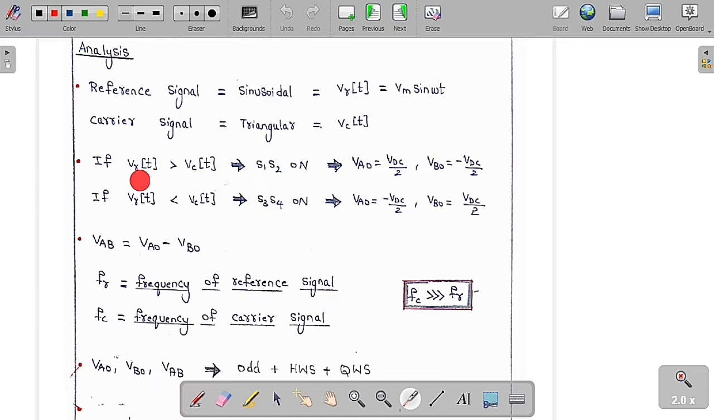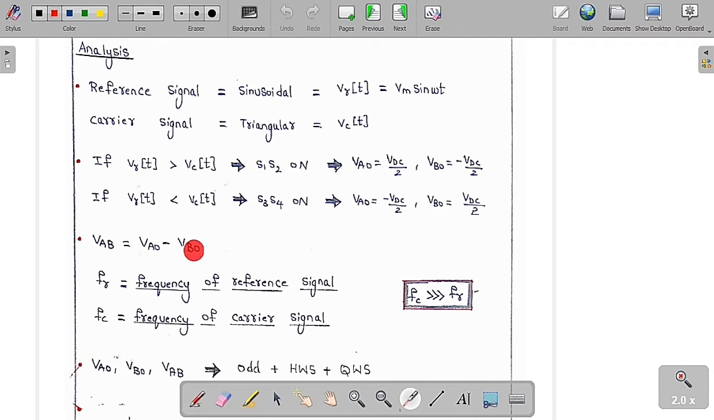Whenever the reference signal is greater than the carrier signal, as I've already told you, switch on S1 and S2. Therefore Va0 is equal to VDC by 2, Vb0 is equal to minus VDC by 2, so Vab is equal to plus VDC. If the reference signal is lesser than the carrier signal, then switch on S3, S4. Therefore Va0 is equal to minus VDC by 2 and Vb0 is equal to plus VDC by 2, and Vab is equal to minus VDC.